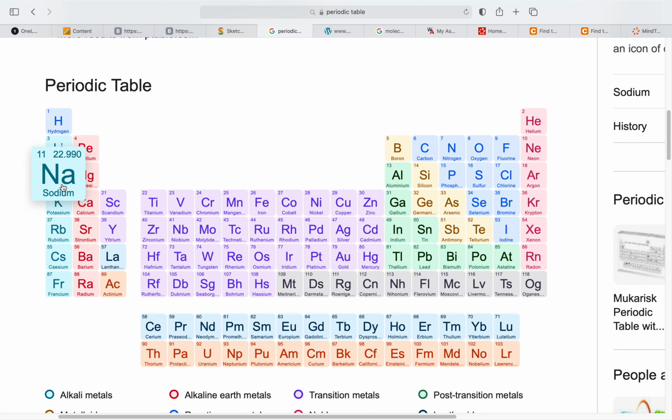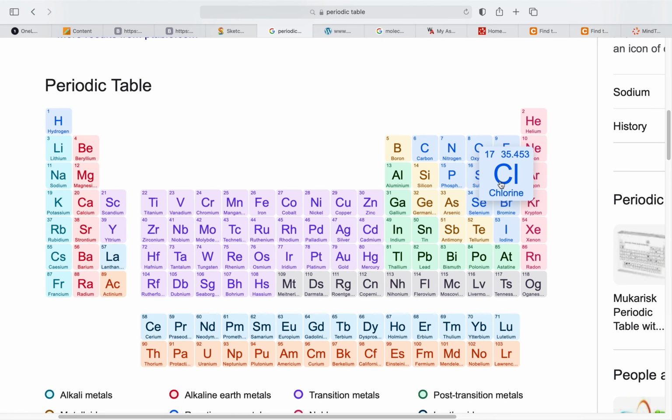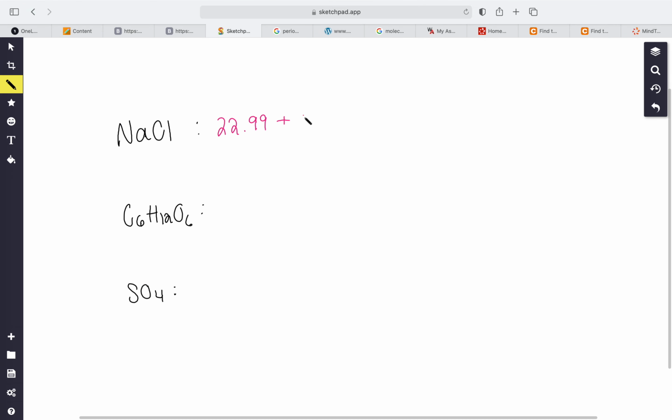So sodium has 22.99, so let's write that in there, plus the chlorine, which I think is 35.45. Let's do 22.99 plus 35.45, and we get 58.44 grams per mole.